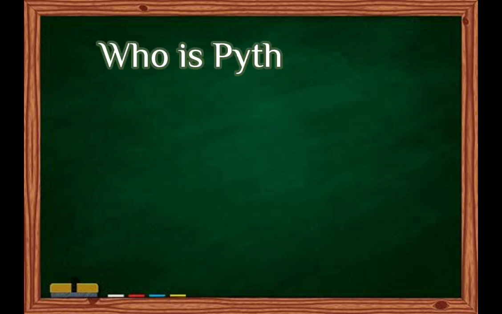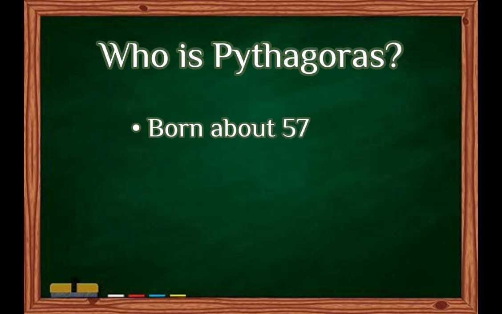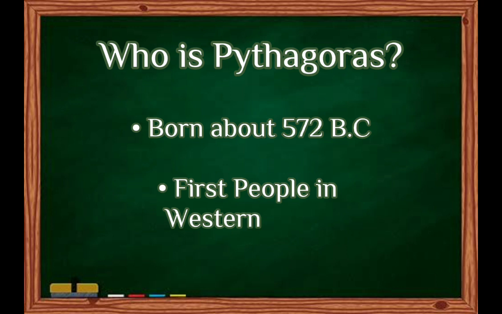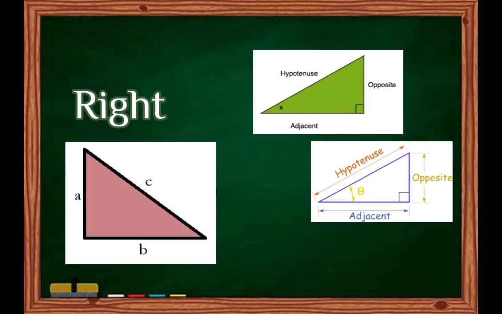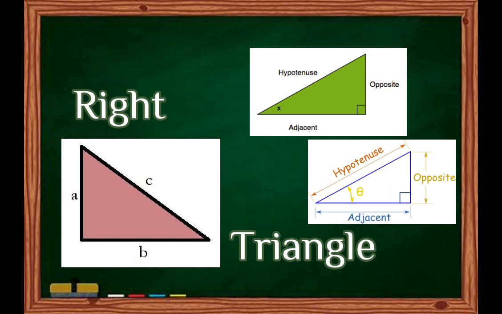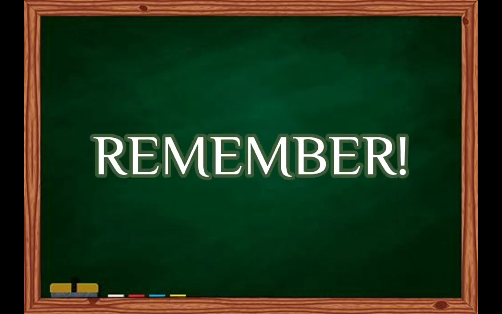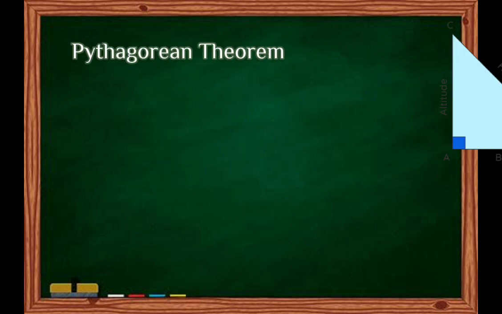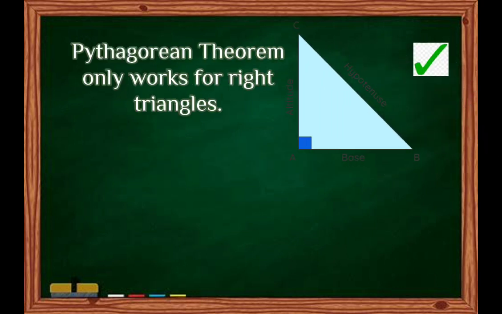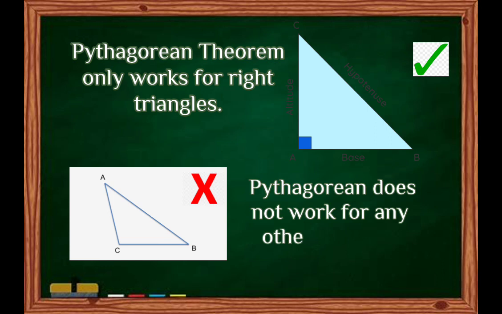Now, who is Pythagoras? Pythagoras was born about 572 BC. He and his followers may have been the first people in the Western world to know that this amazing theorem is true for any right triangle. But always remember, the Pythagorean theorem only works for right triangles. It does not work for any other triangles.